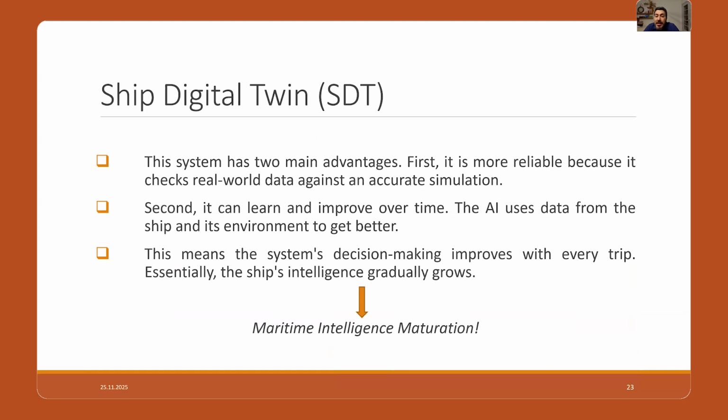This setup has two key benefits. It makes the system more robust by checking real data against a reliable simulation. It also allows for continuous learning as the AI is refined using data collected from the ship and its surroundings. As a result, the ship's decision-making gets better and more capable with every voyage, which is a process we call the growth of maritime intelligence, or maritime intelligence maturation. So it gets matured as it gets older, like humans do.